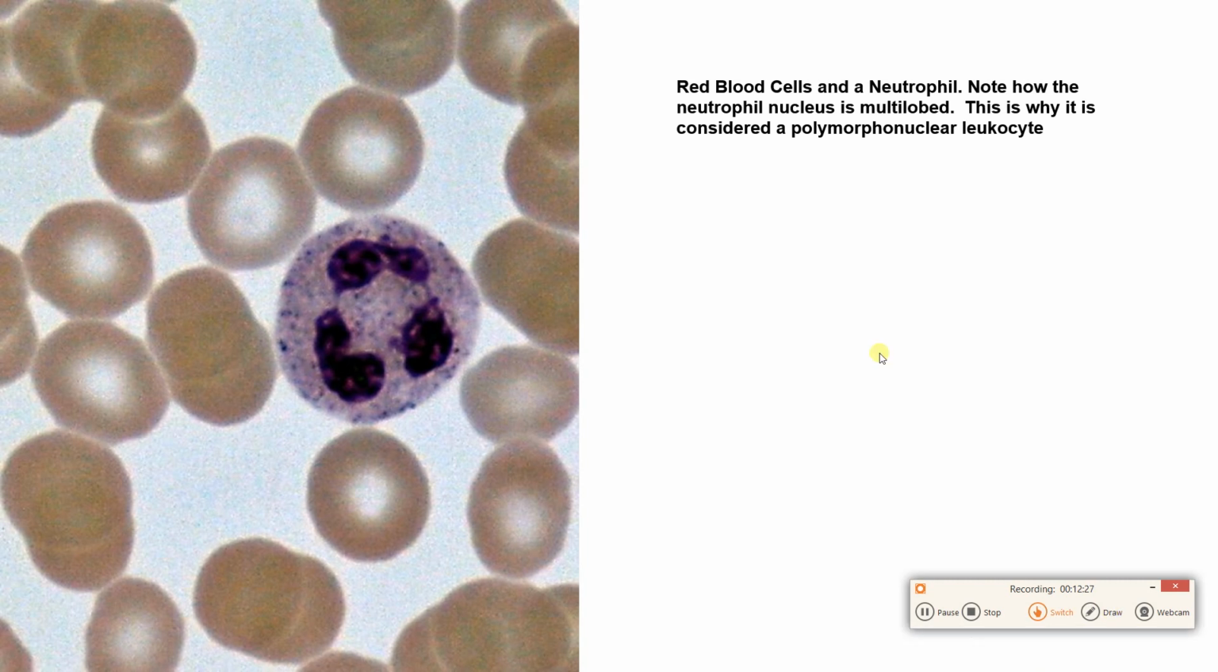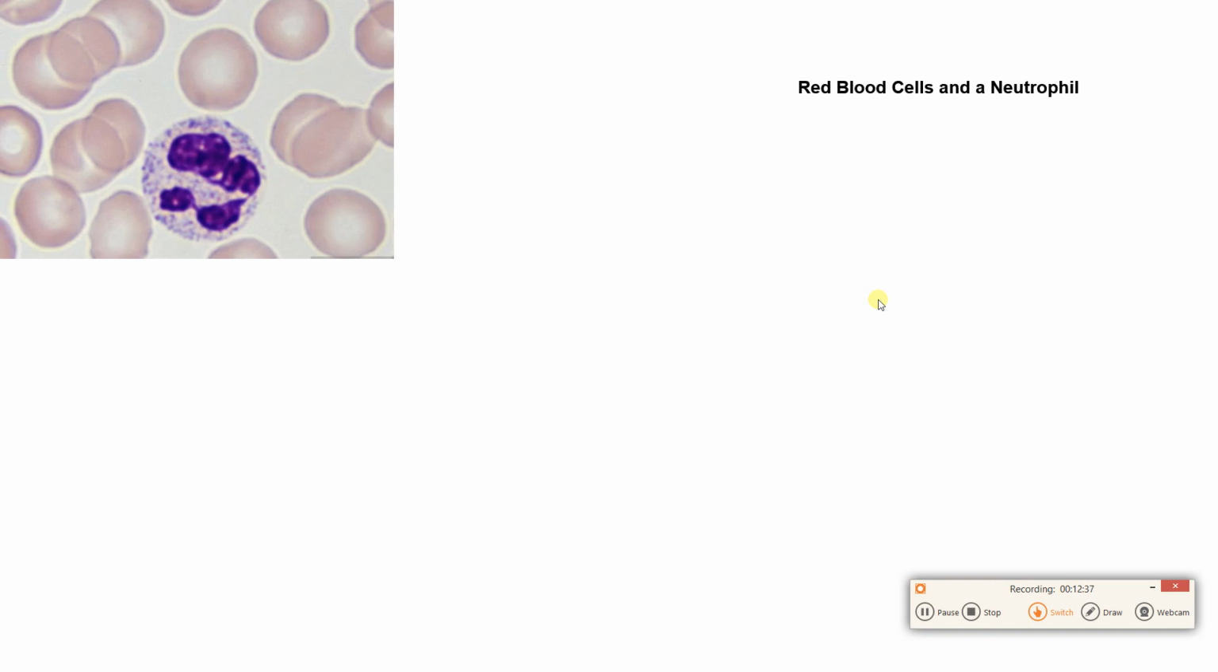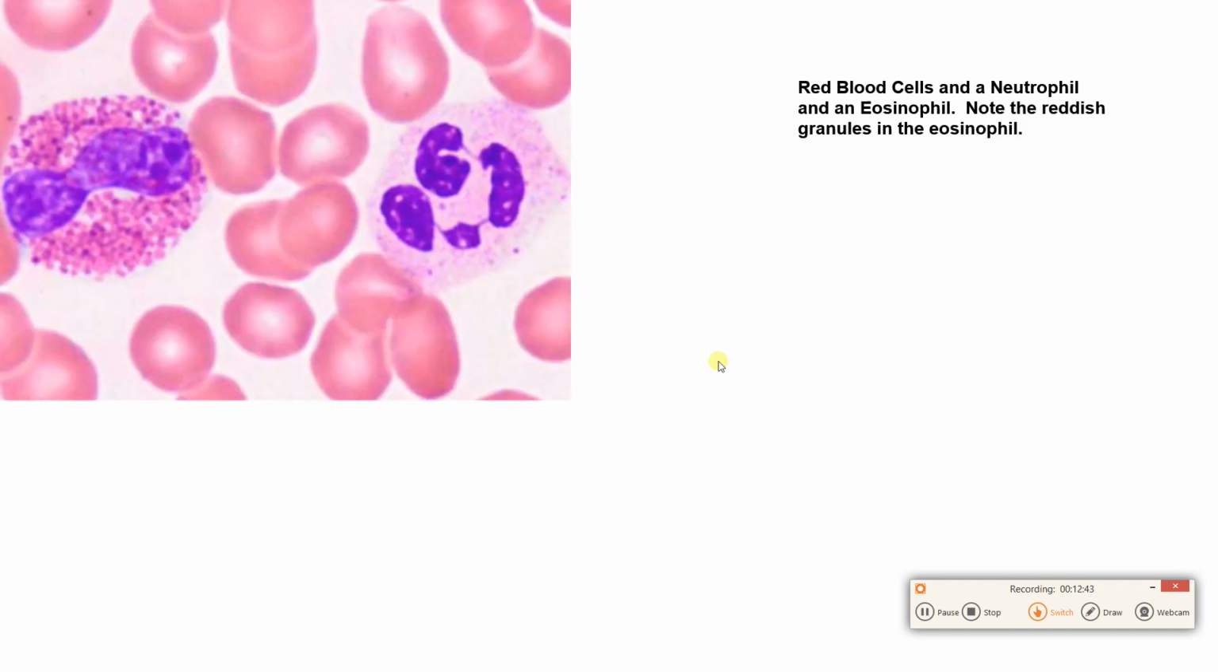Fantastic. Here I've got 2 neutrophils. Check out the lobulation of their nuclei. Bunch of red blood cells as well. Pretty nice. Here I got another neutrophil amongst a bunch of red blood cells. All right, here I've got red blood cells, as always. I have a lovely neutrophil, just fantastic looking one right here. And now I got an eosinophil.